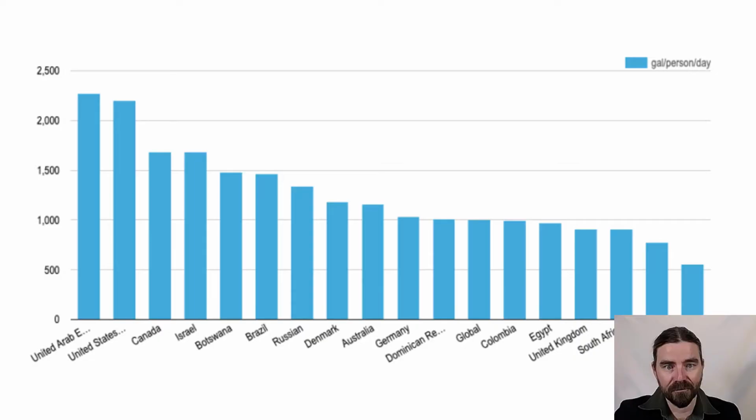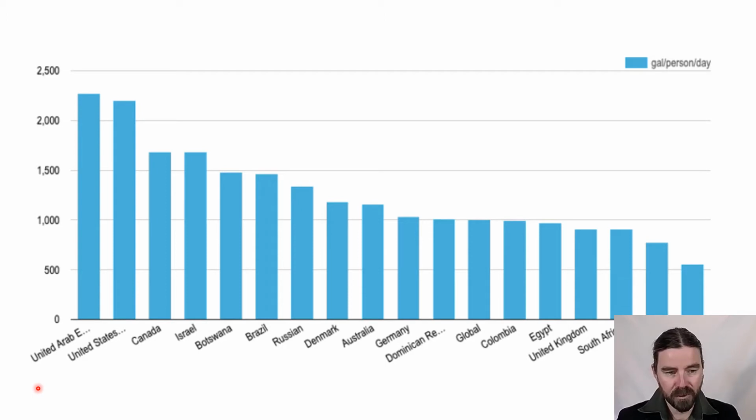Let's have a look at a graph. A lot of things missing in this graph to help us understand what it's showing. Most importantly, there's no title. Now, thankfully I can figure out what the title of this is because I found it. So this is showing the water footprint per person per day. So the higher the bar, the more water is used by people in that country. The lower the bar, the less water is used by people in that country.